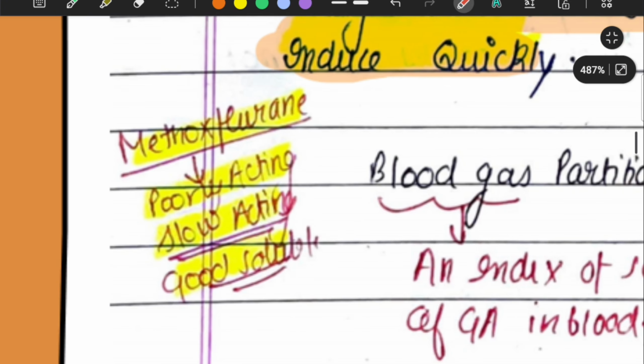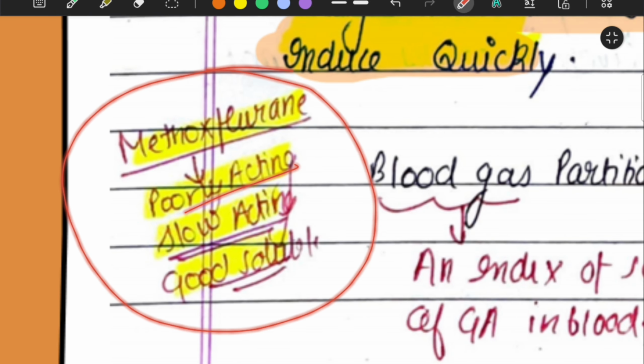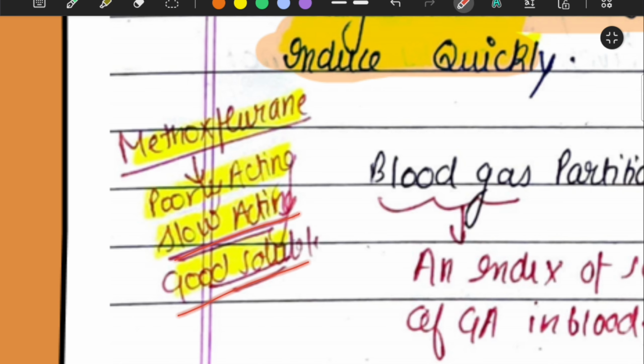Okay, and methoxyflurane is a drug which is poorly acting, slow acting, and having a good solubility.